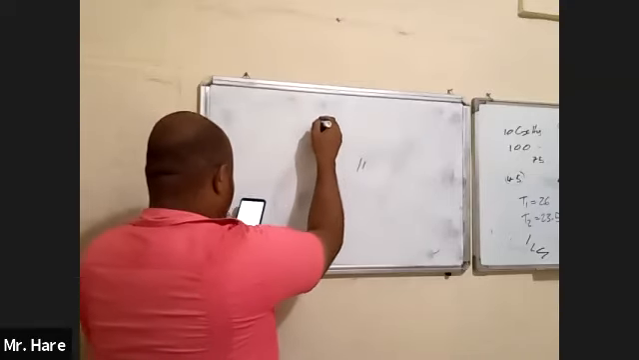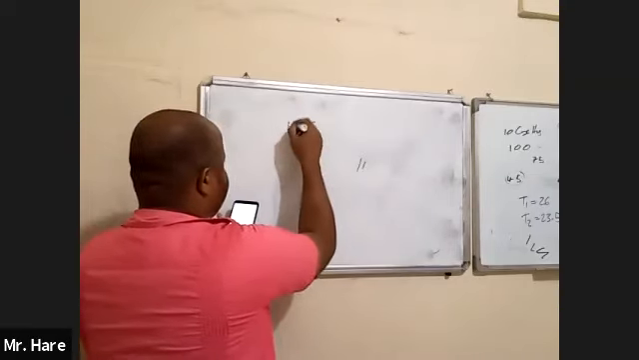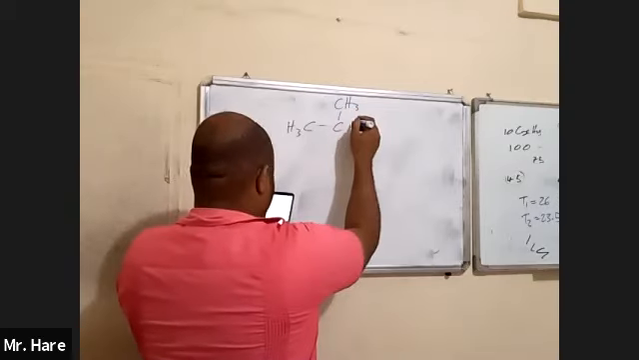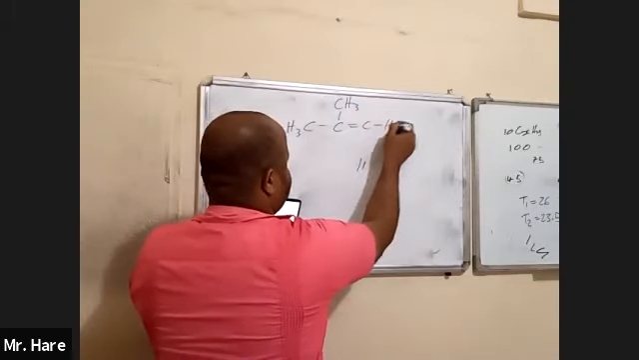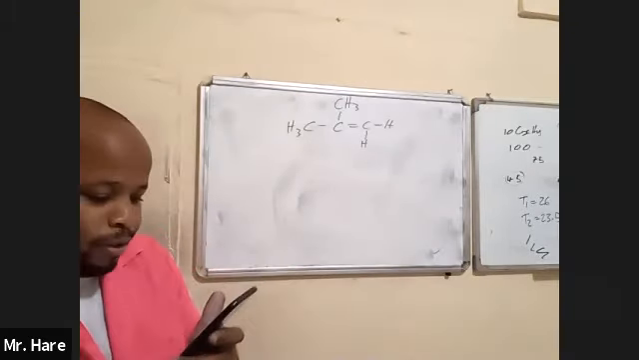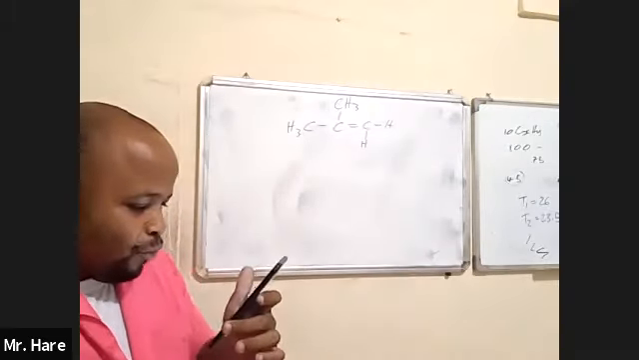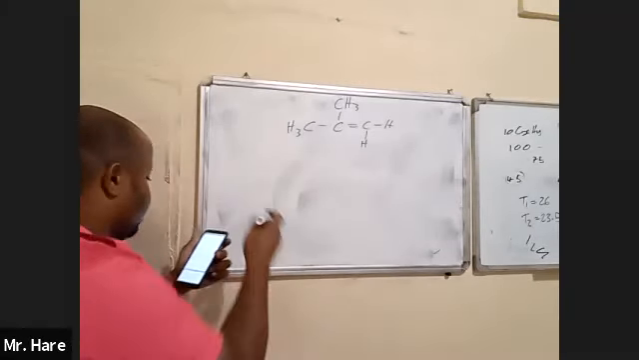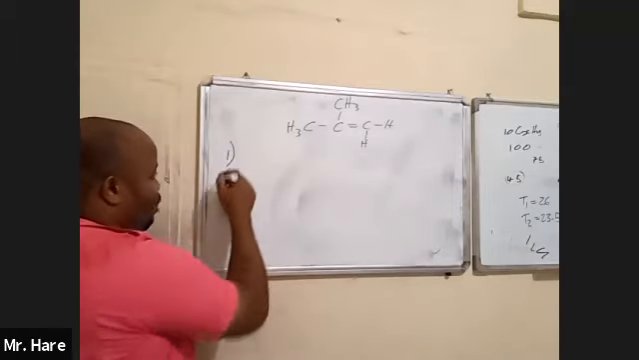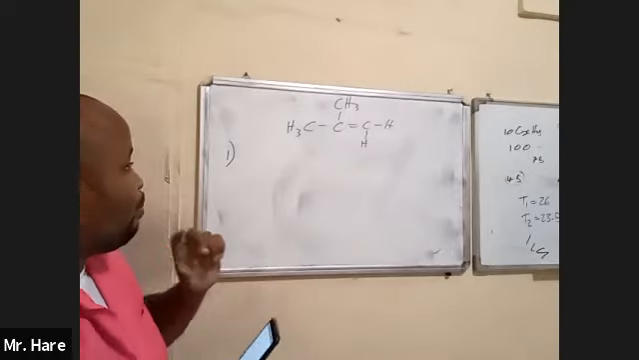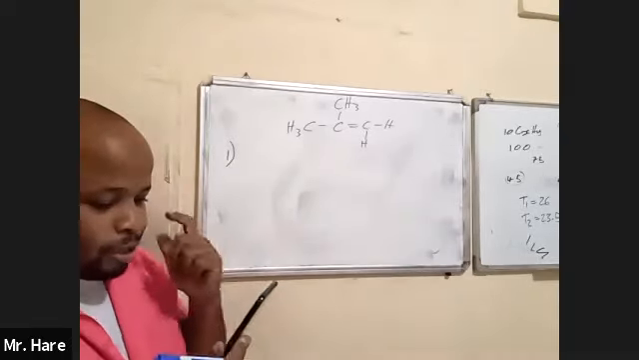We have an alkene on the board, C3 double bond CH. The question is, give the structural formula for the reaction of A, first with aqueous bromine. All they want is the structural formula for the compound formed when you react compound A with aqueous bromine.